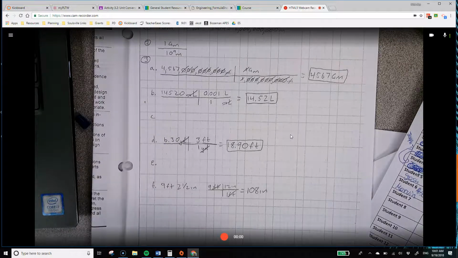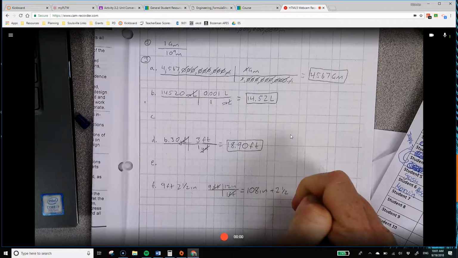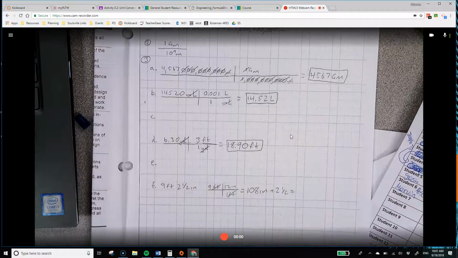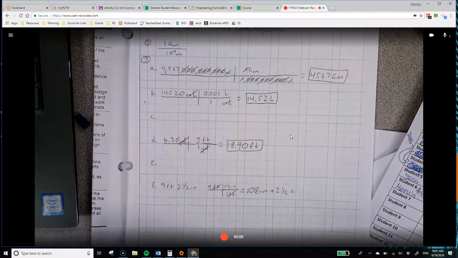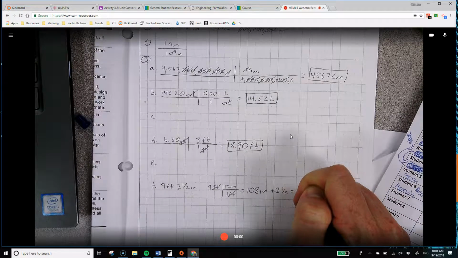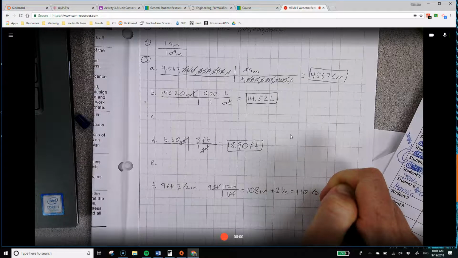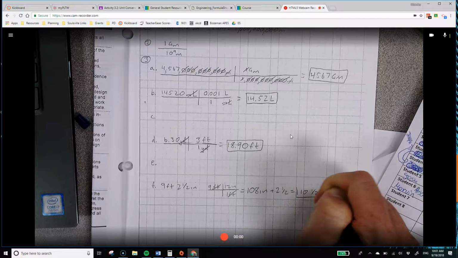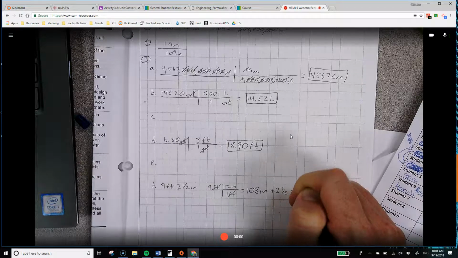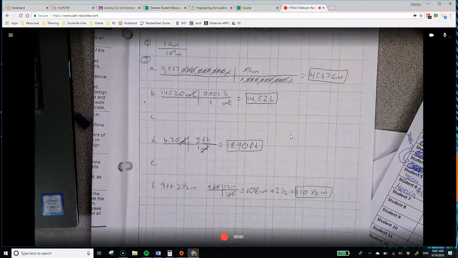All right, so now I need to add back in that 2.5 inches. And what is 108 plus 2.5? Yes, 110, and we're not doing decimals, we're doing fractions, so it'd be 110 and a half. Inches is my units. Always have your units. No decimals, because it asks for fractional inches. If it asks for decimal inches, I would definitely do 0.5.